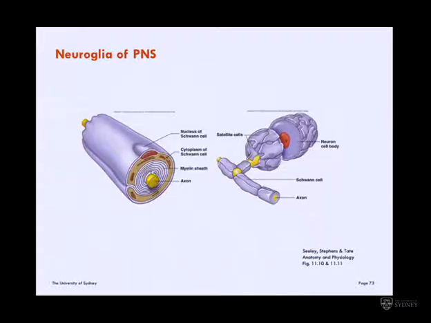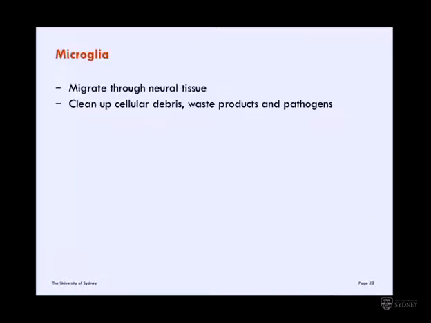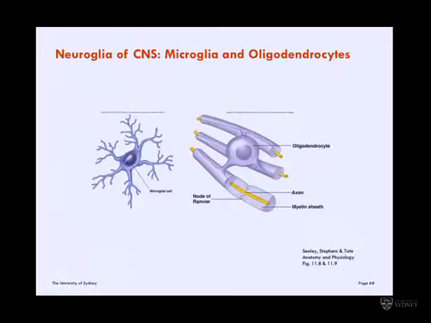Neuroglia of the peripheral nervous system. One is the Schwann cell. Actually, I should go back, sorry. So the oligodendrocytes are the cells that myelinate central nervous system axons. Okay, oligodendrocytes myelinate central nervous system axons. And as you can see, one single oligodendrocyte myelinates one segment of different axons. Okay? So one oligodendrocyte in the central nervous system myelinates one segment of different axons.